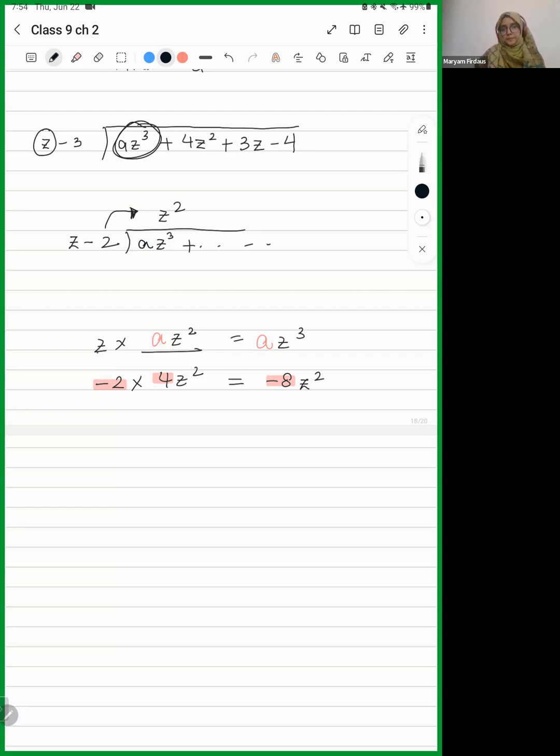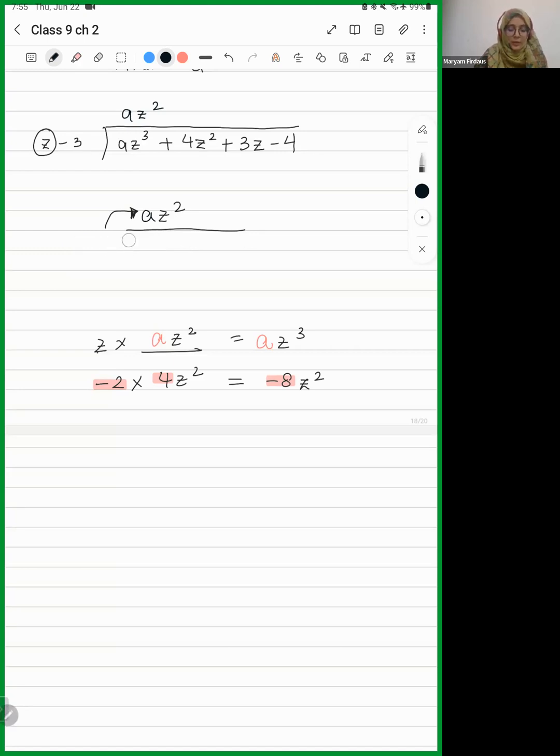So z multiplied by what gives us az cube? Z multiplied by az square gives us az cube. Clear till here? Yes, ma'am.